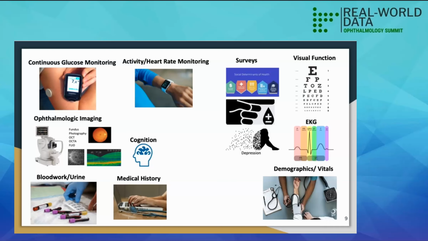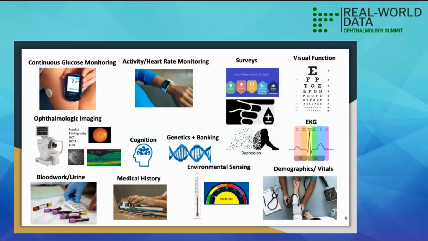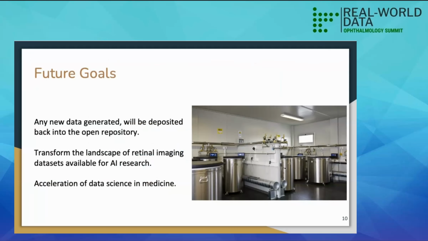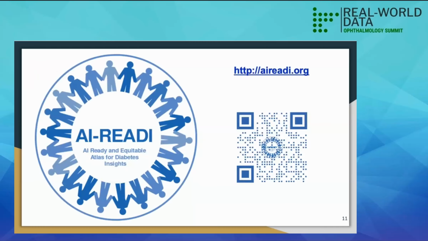We will send people home with a continuous glucose monitoring device and a fitness tracker and a custom-built environmental sensor to measure the quality of their air in their homes, and do genetics as well as banking. And we hope to make the data publicly available as much as possible. So we have a biospecimen goal as well, so we are banking a whole bunch of different samples, and really we hope that this data set could be used to accelerate data science in medicine.